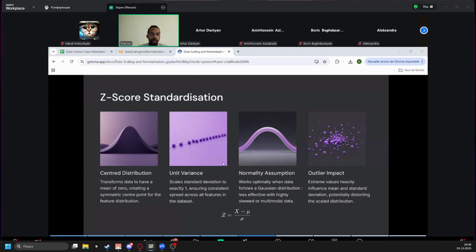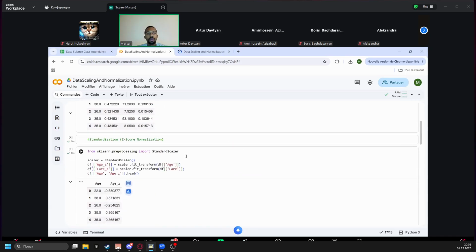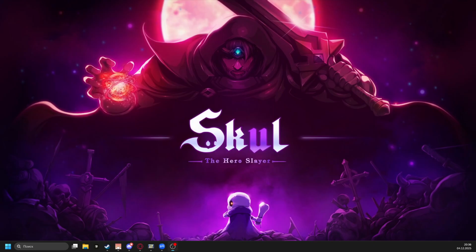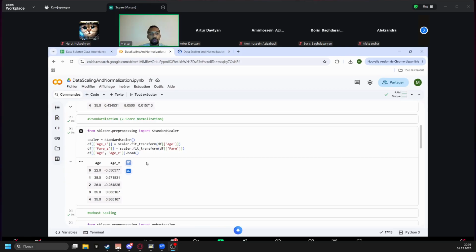So here again in Python, we will use scikit-learn, which allows us to use the standardization scaling technique. And in general, with the z-score, our new values will be between -1 and 1. With the mean, because the mean is 0, we will have some values at the left and some values at the right of the mean.